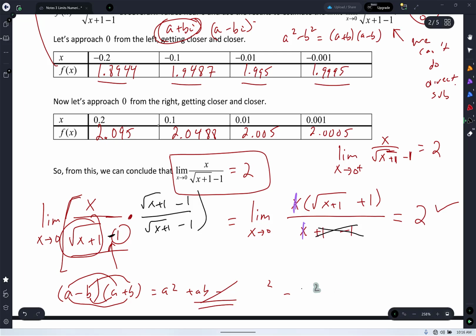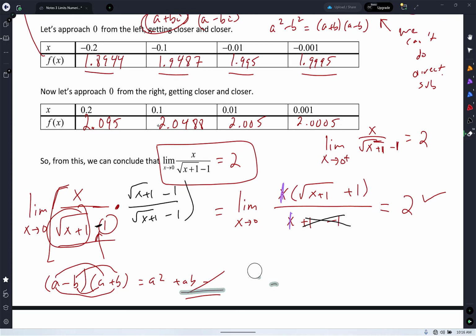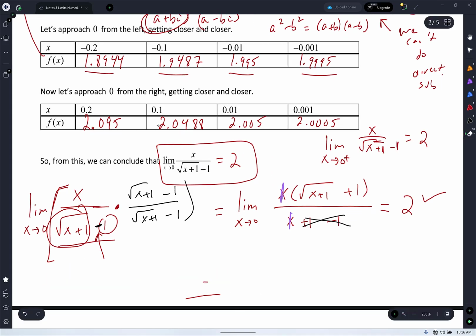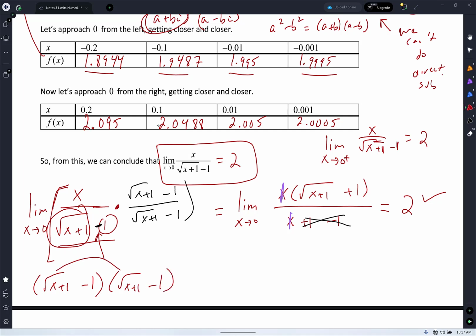Let me erase all this stuff here. Look, watch. Don't write this down, guys. Just listen. And I know what you're saying, because we're rookies. So right now you're thinking, I don't understand why you did that. So if I would have done this, square root of x plus 1 minus 1 times square root of x plus 1 minus 1, look, I would have had the nasty stuff.